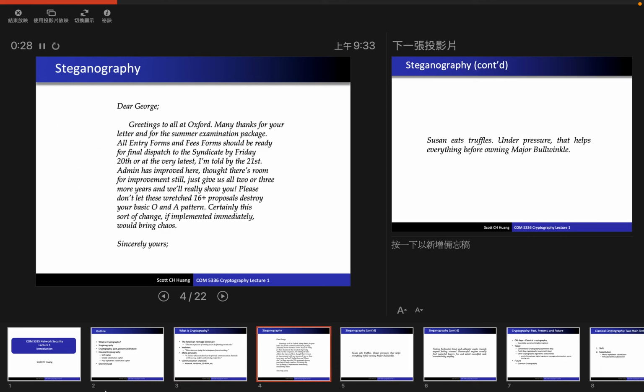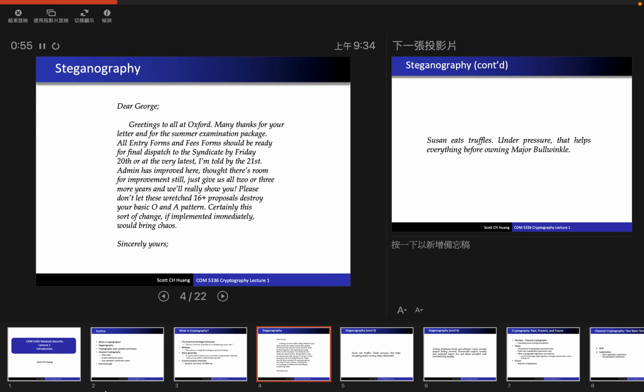Okay, so let's talk about some history. So this is steganography. It's a kind of art form. If you read science novels or Sherlock Holmes, this is one piece taken from Sherlock Holmes. It contains some secret messages.